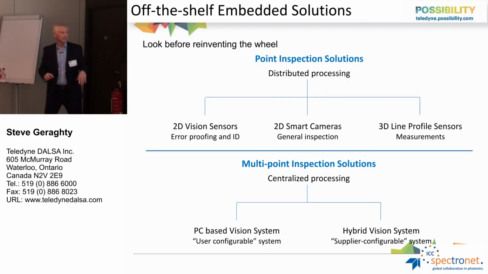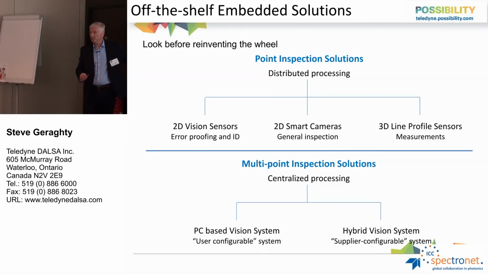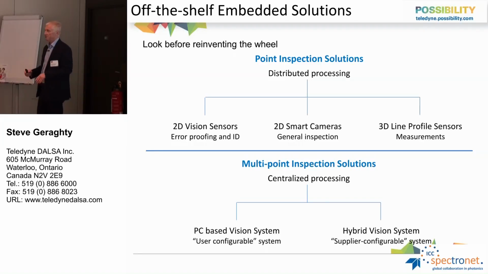Right? The other option is a multi-point solution. So you have an embedded vision platform, for example, that has multiple cameras attached to it. In that case, you have a centralized processor. It's doing all of the processing of images from all of the cameras at the same time. Right? So there are pros and cons of both, and we'll look at those as we go through the products.